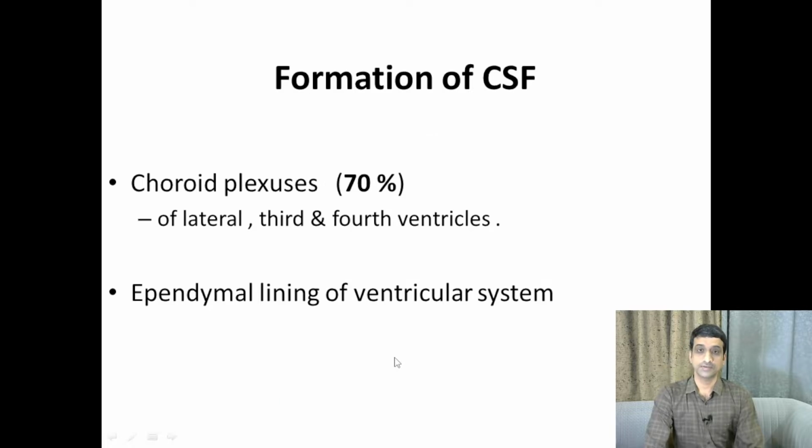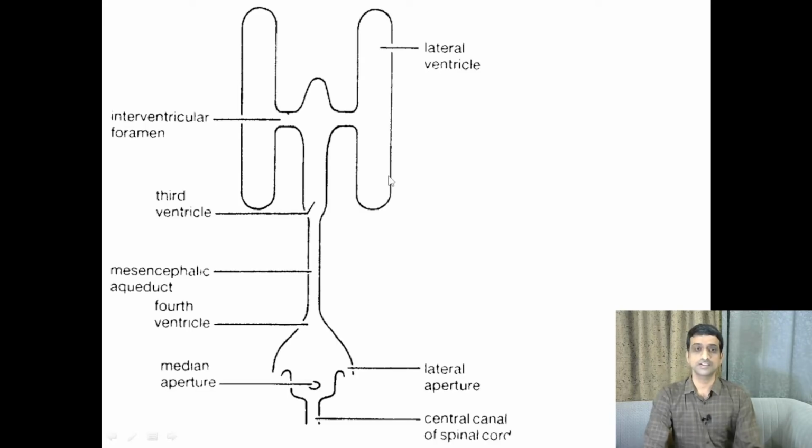To start with the formation of CSF, 70% of the CSF is formed by the choroid plexus, which is present in the lateral ventricles, third ventricle, and fourth ventricle. The remaining is produced by other structures like the ependymal lining of the ventricular system. The majority, 70%, is by the choroid plexus, which is nothing but a cauliflower-like growth into the ventricles covered with epithelial lining. You can see this in the picture.